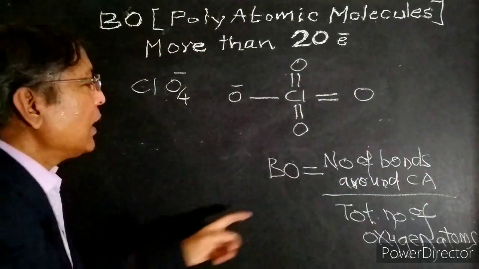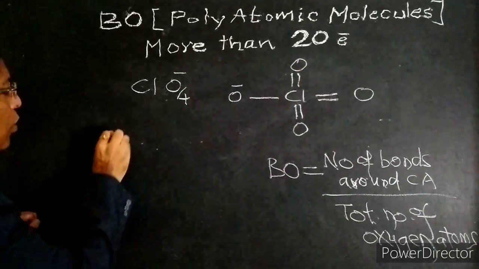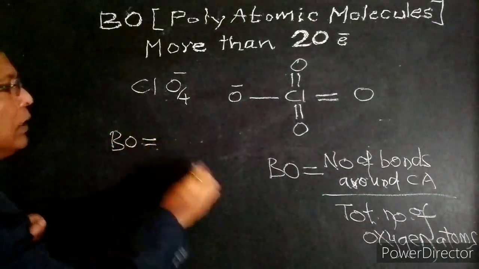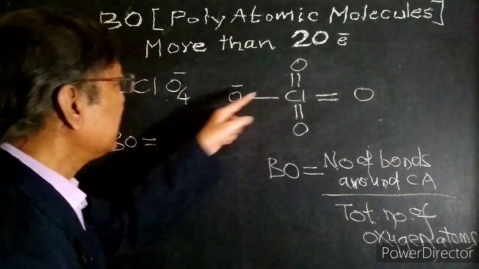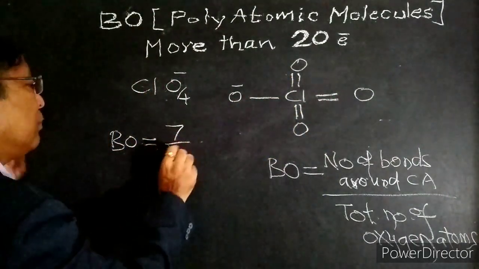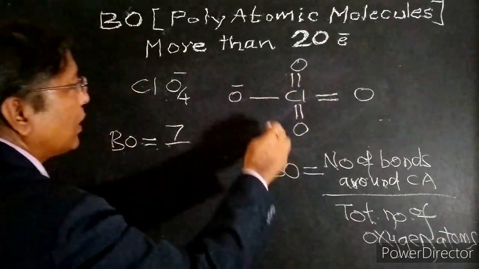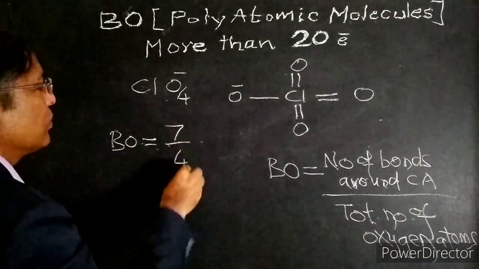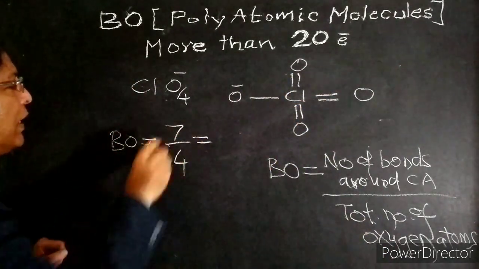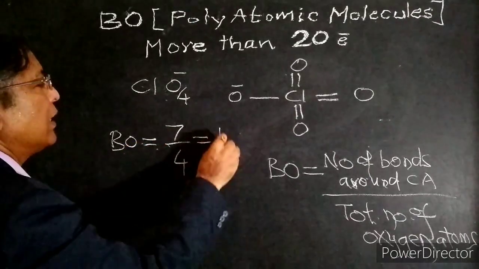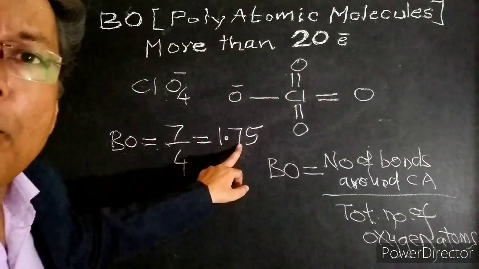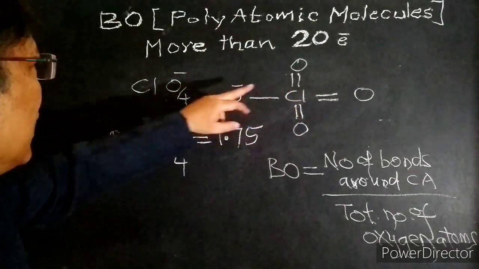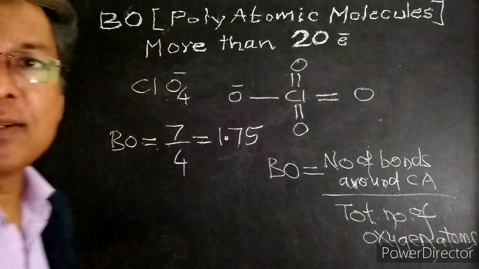Therefore, these are bonded to the central atom with a double bond. So now let us apply the super trick here. Bond order equals the number of bonds around the central atom: 1, 2, 3, 4, 5, 6, 7. 7 divided by the total number of oxygen atoms. There are 4 oxygen atoms, so I write 4. Then if I divide 7 by 4, I get 1.75. Therefore, 1.75 is the bond order of ClO4 minus.